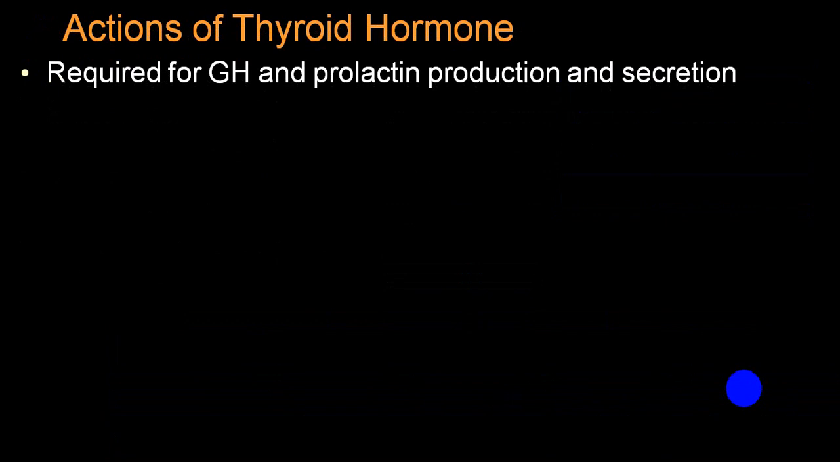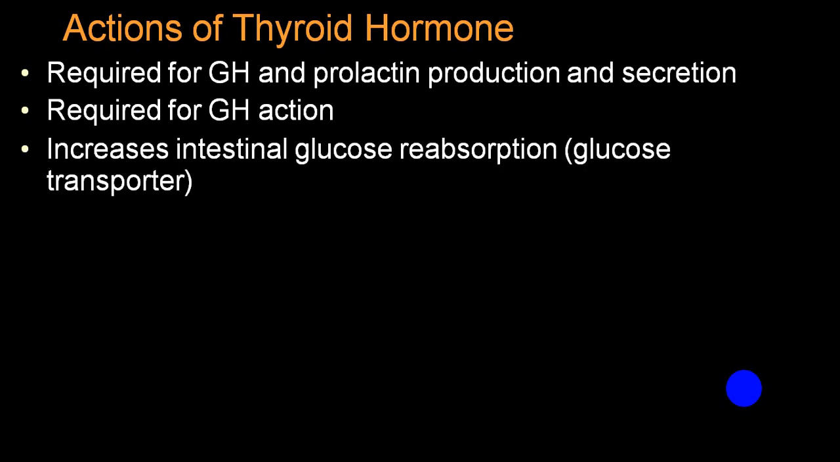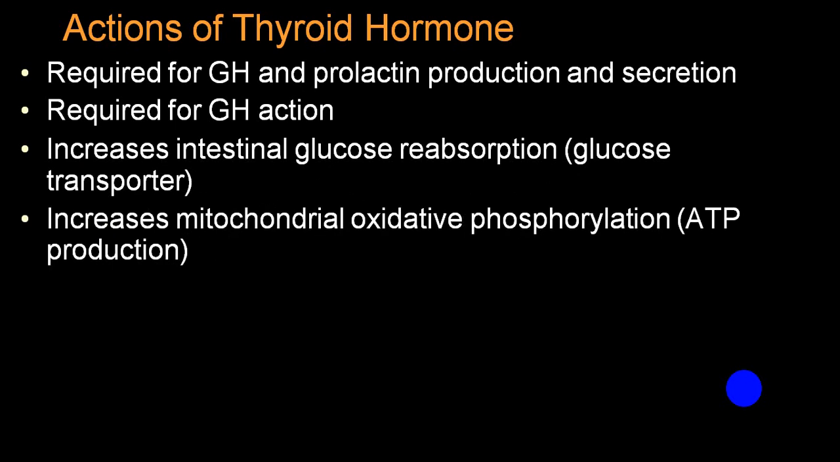So thyroid hormone is required for growth hormone and prolactin production and secretion. Thyroid hormone stimulates growth hormone and prolactin production. It is required for growth hormone action. So together with growth hormone, it produces growth of tissue as well as growth of brain and even growth of bones, mineralization of bones. On the intestine, it increases glucose absorption. At the mitochondrial level, ATP production is increased by increasing oxidation of glucose, heat is produced, and energy is produced.